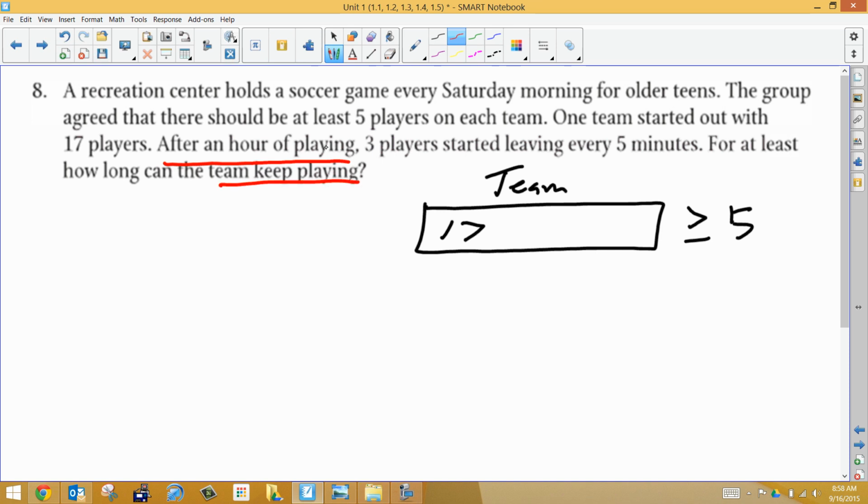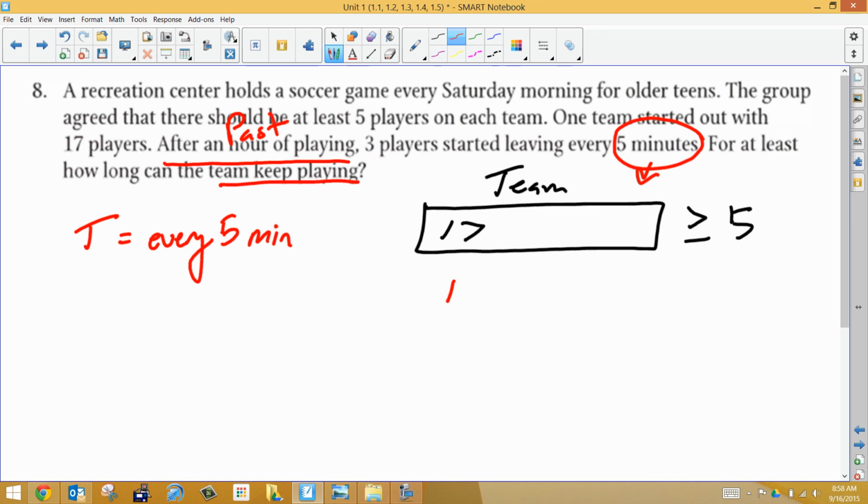Well, we've already played for an hour, so that's in the past. We don't need to even worry about that. And 3 players are leaving in intervals of 5 minutes. Don't think that we have to put 5 minutes into the problem. We're going to put that into the variable. So I'm going to call t my variable, and t is every 5 minutes.